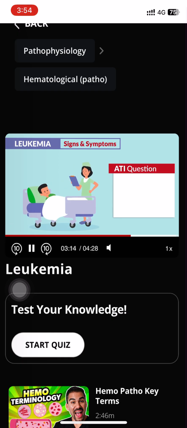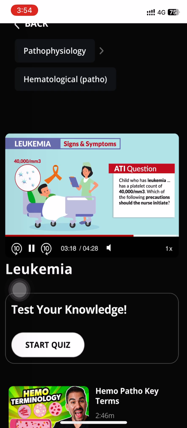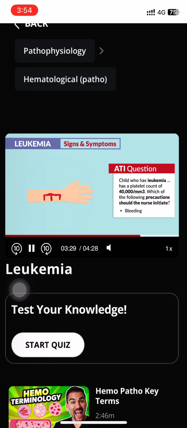And the third question: a child who has leukemia has a platelet count of 40,000. Oh man. Remember, anything less than 50 gets very risky. Which of the following precautions should the nurse initiate? Bleeding. So remember, anything less than 50 is very risky.